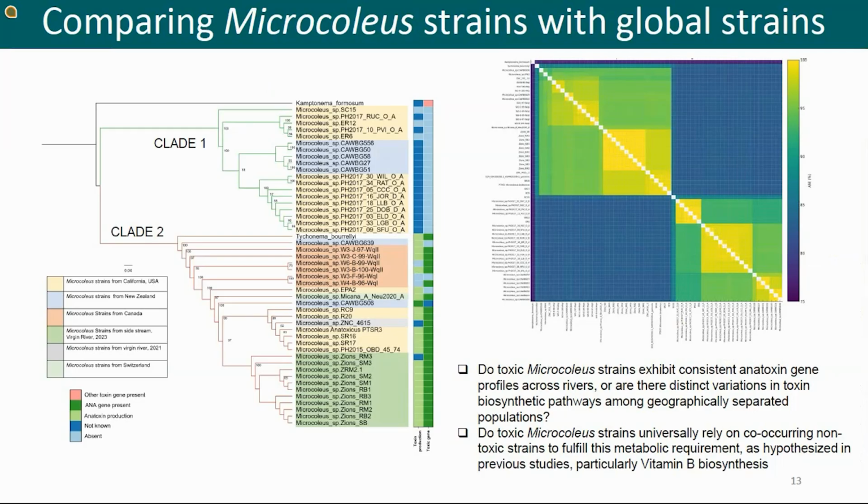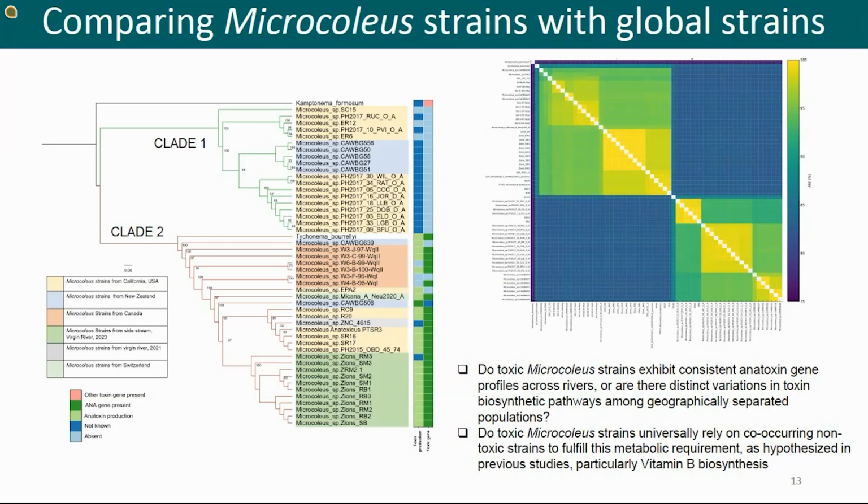So we put our strains into the global context. Again, we did a phylogeny analysis, and we took other reference genomes, such as in orange, you can see the Microcoleus strains from Canada, and in light blue, you can see from New Zealand, and this one light green is from Switzerland. And two different clusters were formed, clade 1, which just belonged to non-toxic species, and clade 2, which belonged to the toxic species.